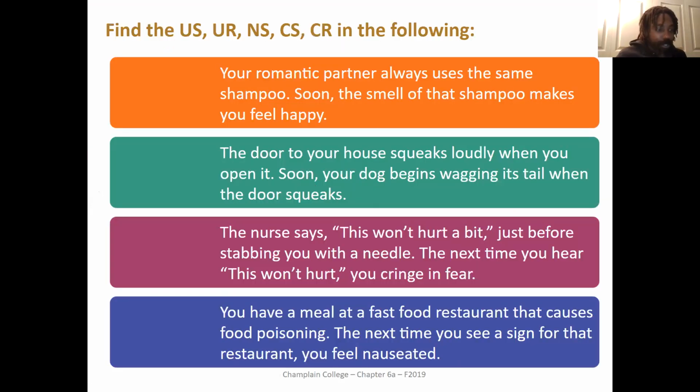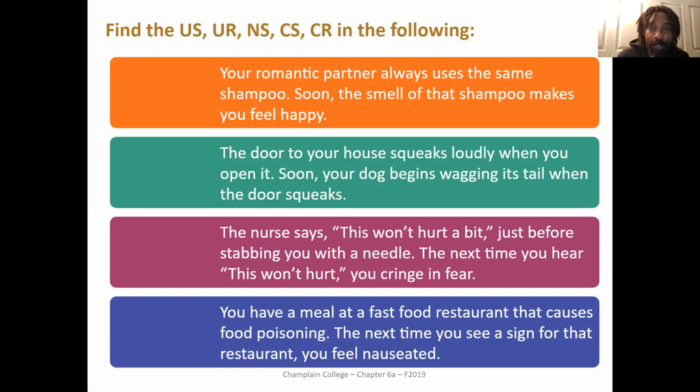Let's continue along. This is just an example where you can practice for yourself: can you identify the unconditioned stimulus, the unconditioned response, the neutral stimulus, the conditioned stimulus, and the conditioned response in the following. Your romantic partner always uses the same shampoo. Soon, the smell of that shampoo makes you feel happy. In each one of these four examples, I want you to be able to identify those.